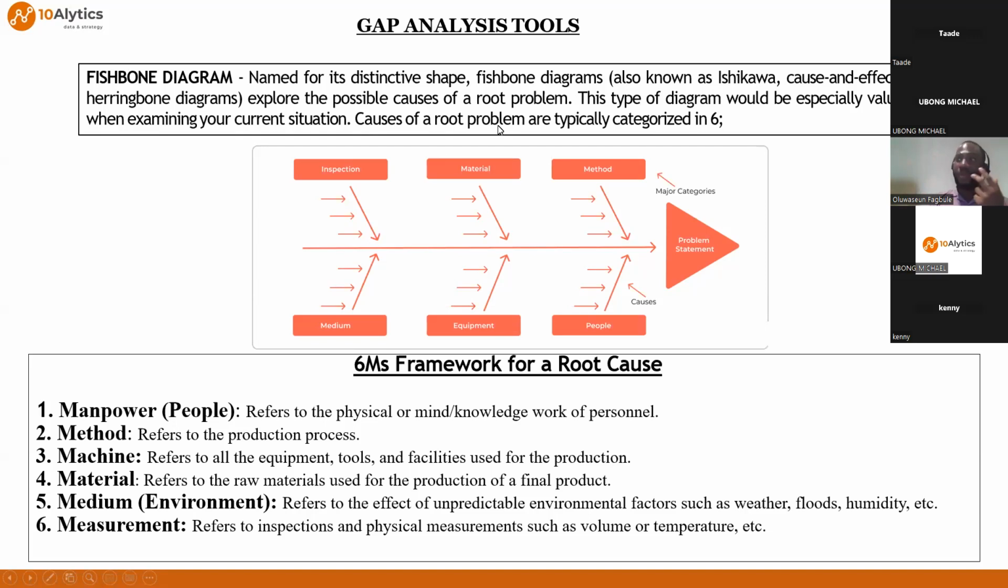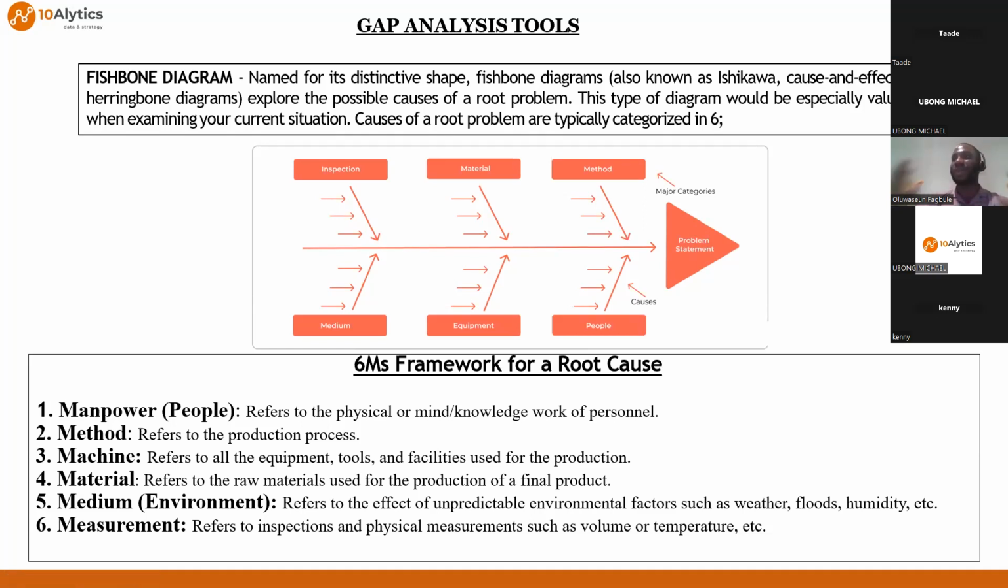So the causes of a root problem are typically categorized into 6. And that's why we have the 6 M's framework for a root cause. You can see here we have the problem statement, right? Which is basically the effects that you're seeing. Remember, a fishbone diagram is a cause and effect diagram, right? The effect you're seeing will be the problem statement, right? We'll come to a use case just to describe this shortly. So the problem would be the effects, what you can see.